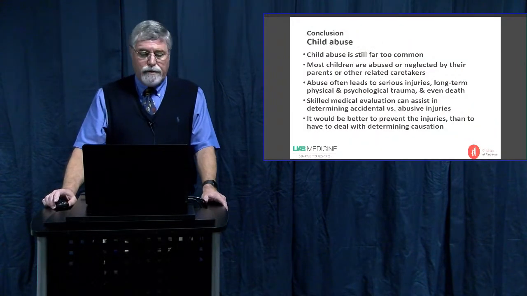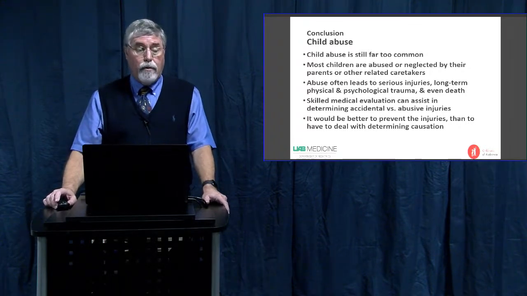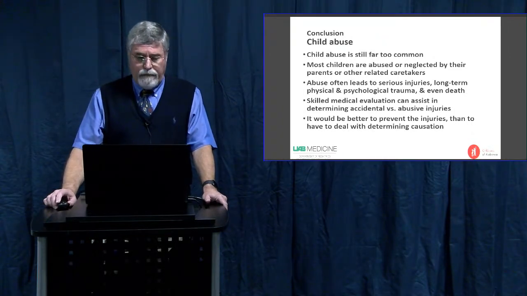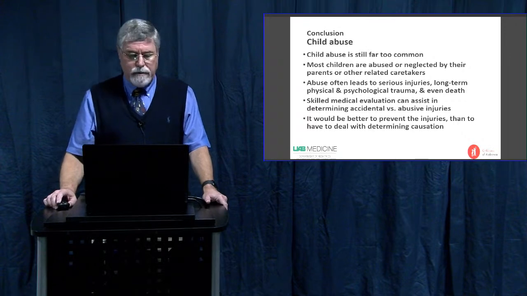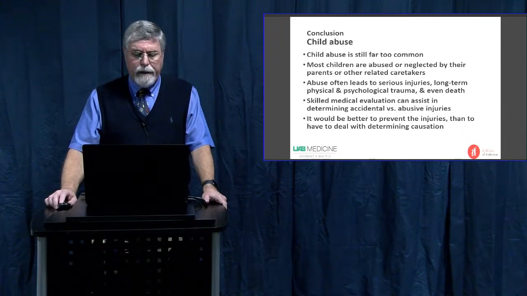So, in conclusion, child abuse is very common. Well, 4% of children get reported and investigated in Alabama every year. 1% are determined to be abused. Most of them are victims of abuse from the parents who are taking care of them or their related caretakers. It is a very serious injury, both for initial problems, but also long-term problems.